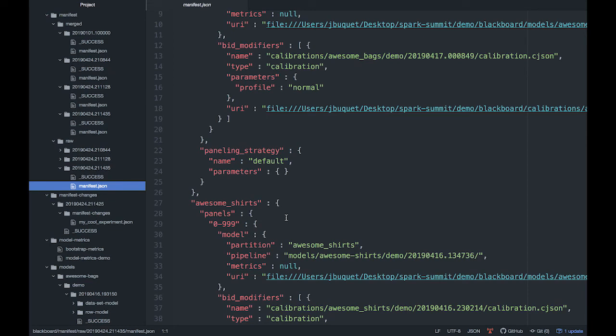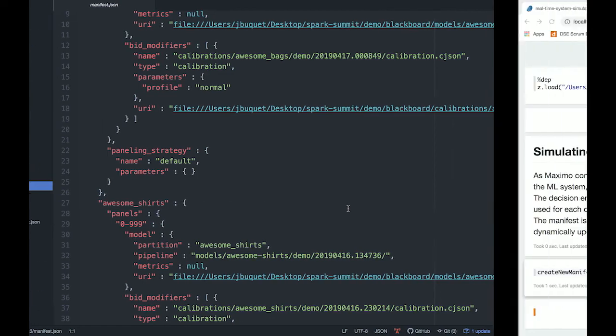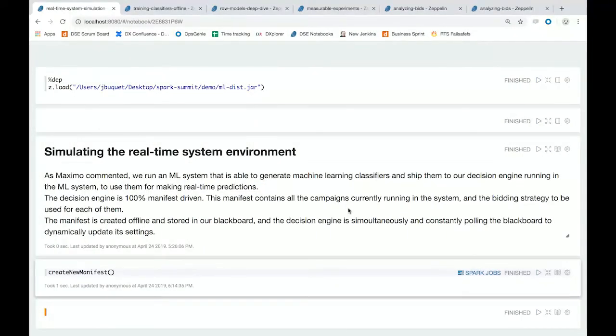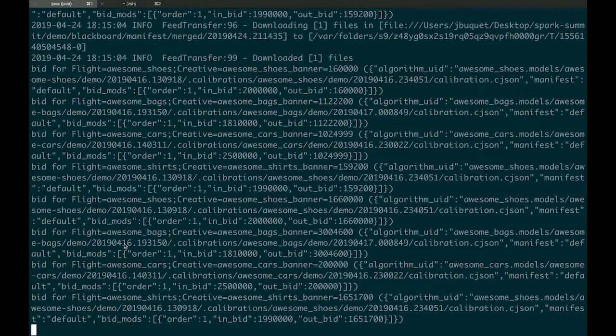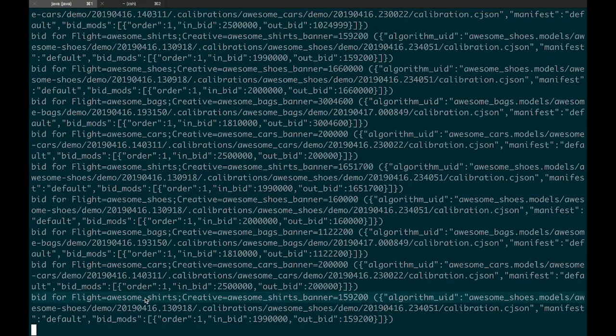And in case something is happening in a campaign, we want to know if that's caused by our unattended and automatic infrastructure, or caused by an experiment being run by our data scientists. Okay, so I can show you now that the decision engine updated itself, and probably we can see that for some of our awesome shirts stuff, we are using our awesome shoes model as expected.